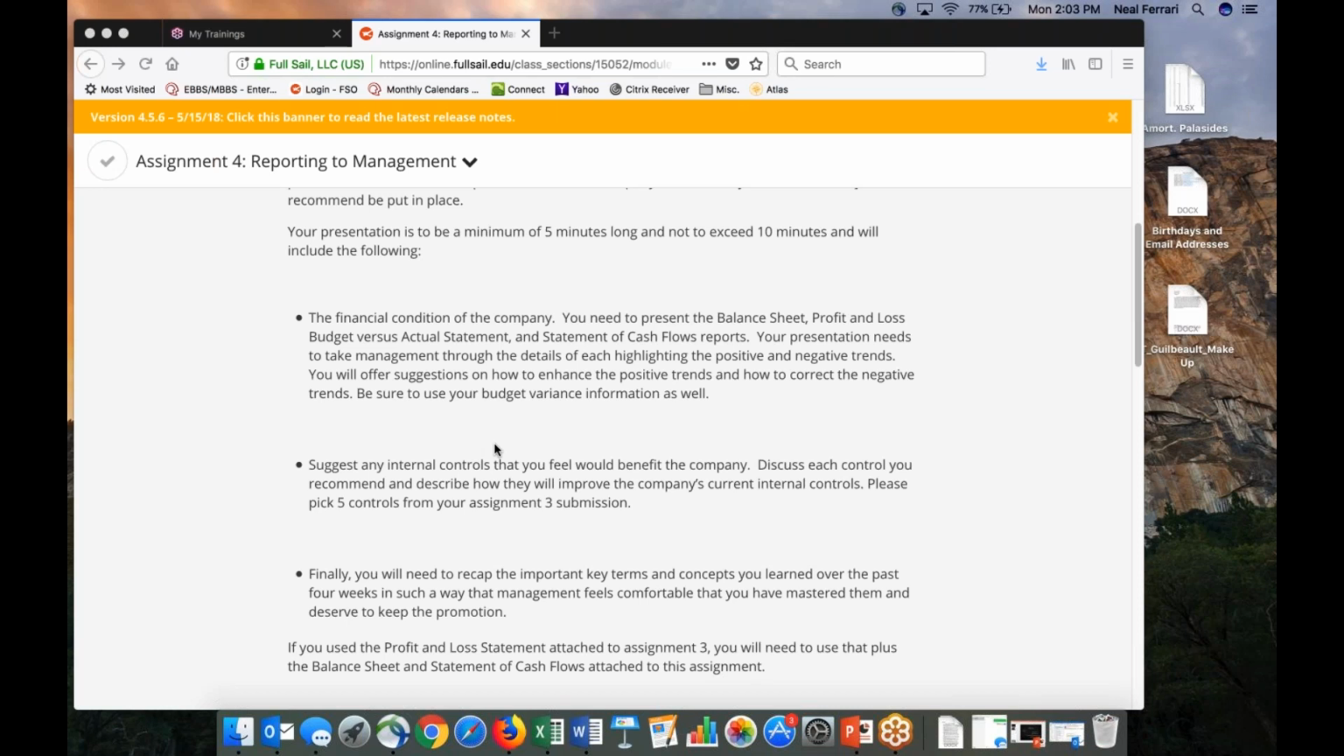So for the balance sheet, what you need to do is to go through and talk about the different accounts that are on the balance sheet. You need to identify some things that are positive on it, like for an example, the company has tons of cash, and you need to identify some things that potentially are negative. You'll have to figure those out.